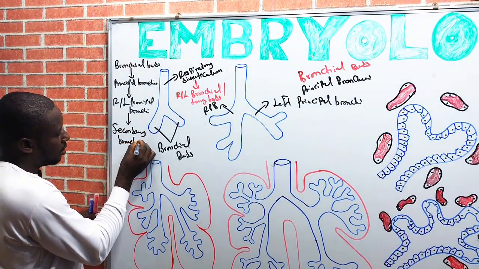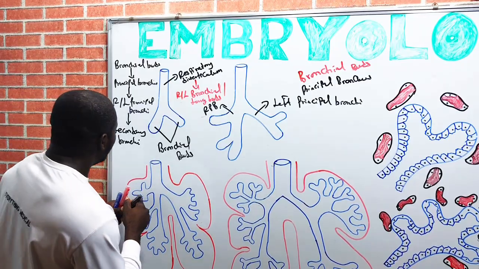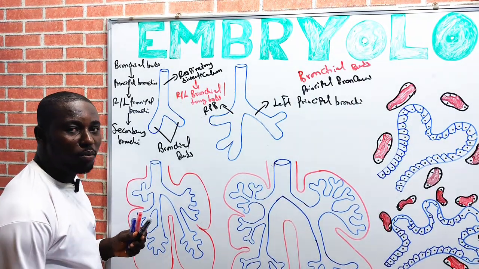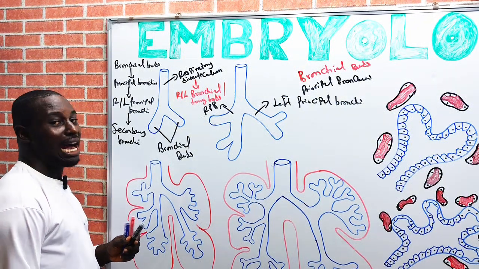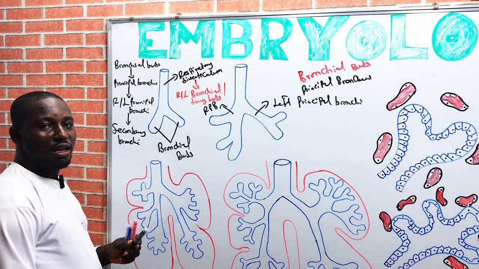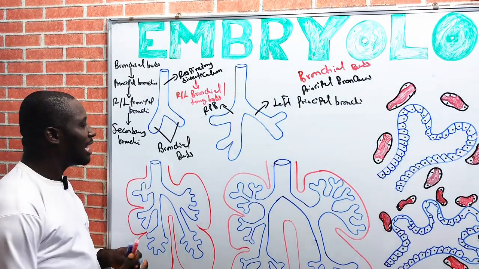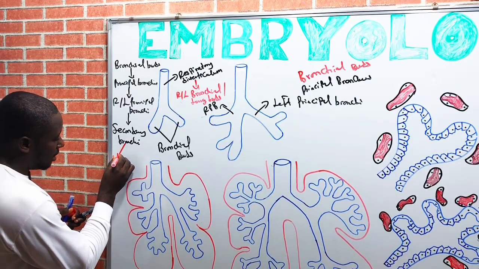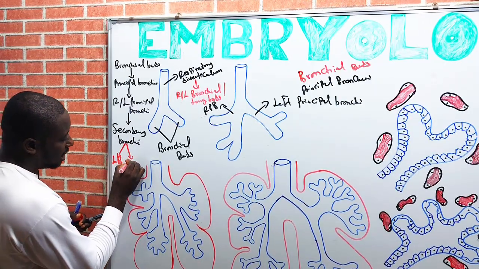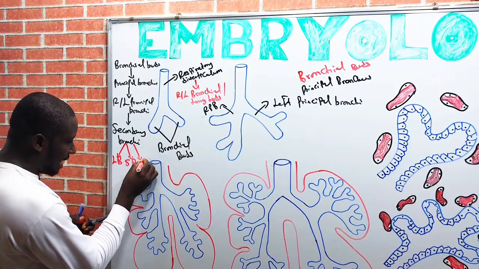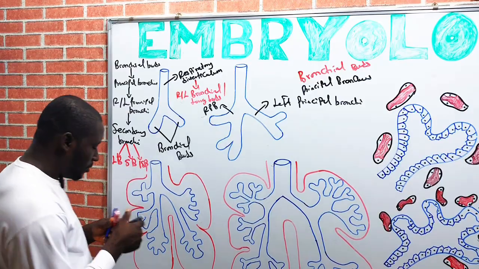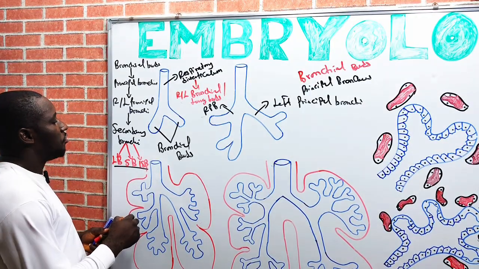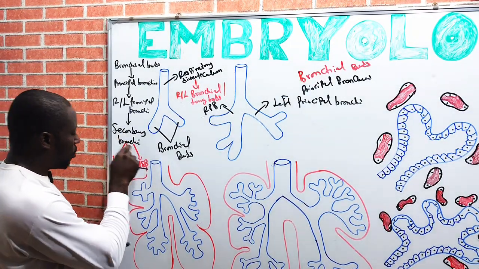Secondary bronchi, right? This secondary bronchi is further subdivided to form three structures respectively. We have the lobar bronchi, the segmental bronchi, and the intersegmental bronchi. These are the structures that are subdivided from the secondary bronchi.